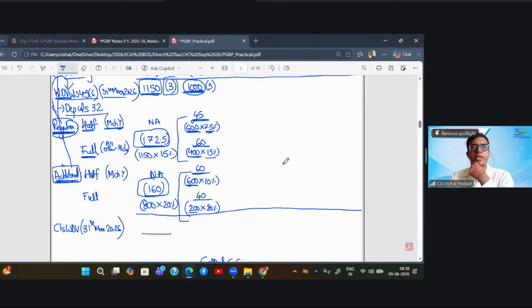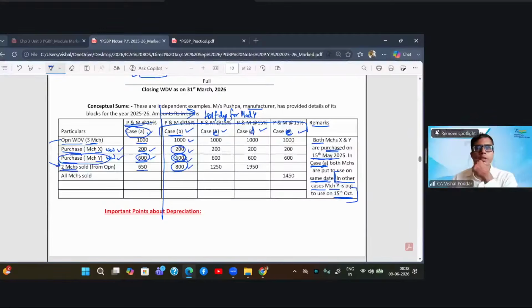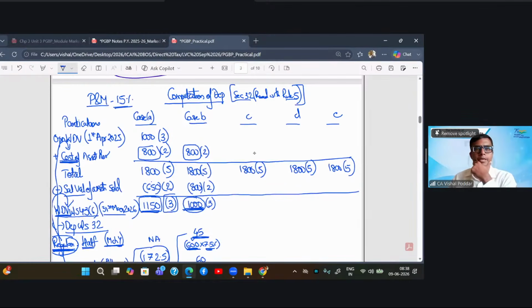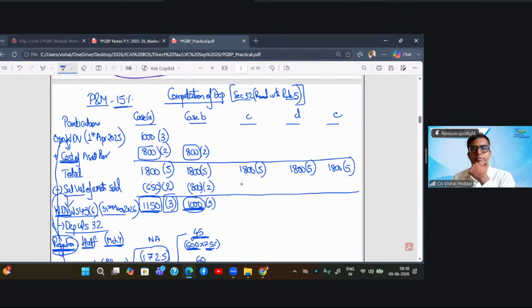Perfect. Okay. Let us go to our third scenario. In the third scenario, again, the opening and the total of purchase is 1800, no doubt. Now the situation is changed. Sale value I have changed to 1250. Again, in this, as per the remarks, the machine Y is put to use on 15th October, which is less than 180 days. Right? So up to this point, it is the same. The difference is now the sale value has changed to 1250.